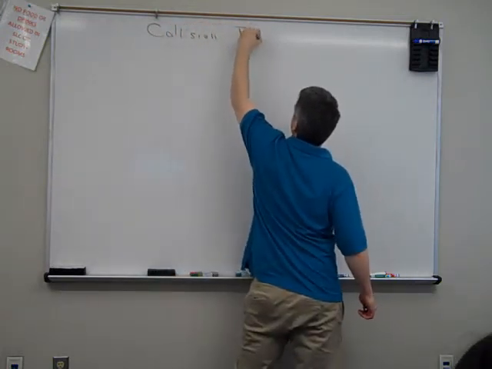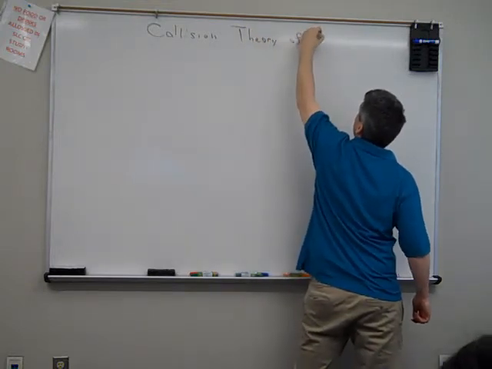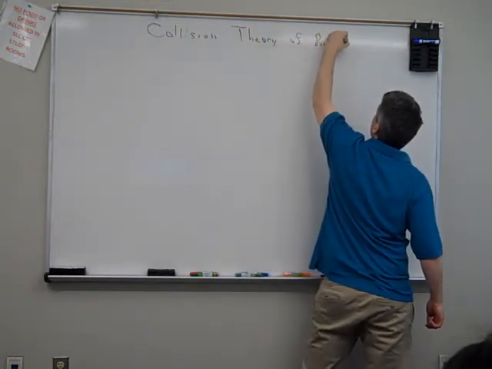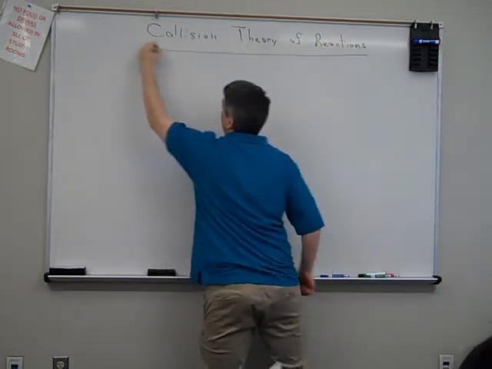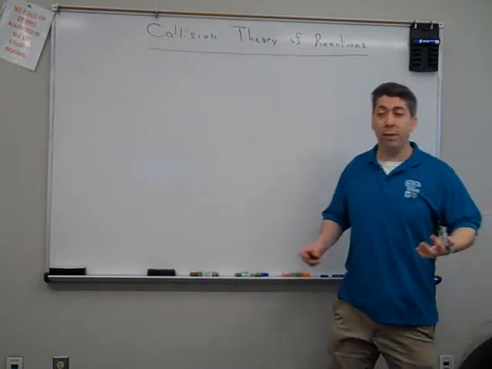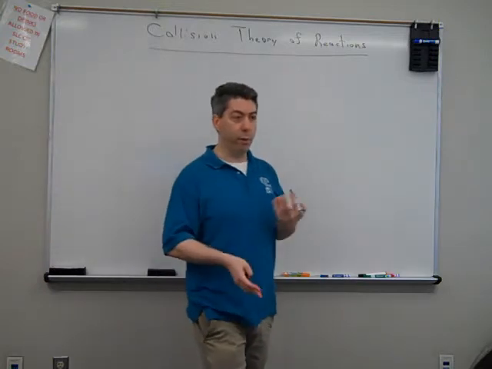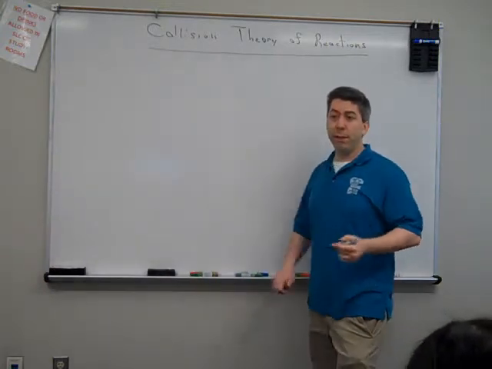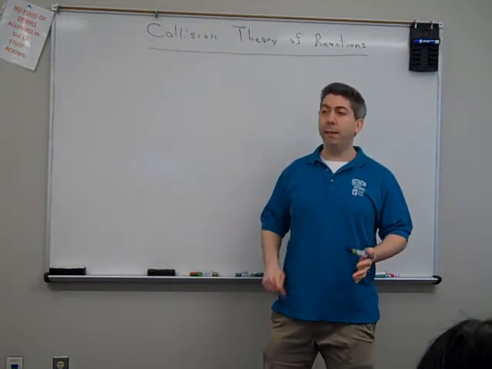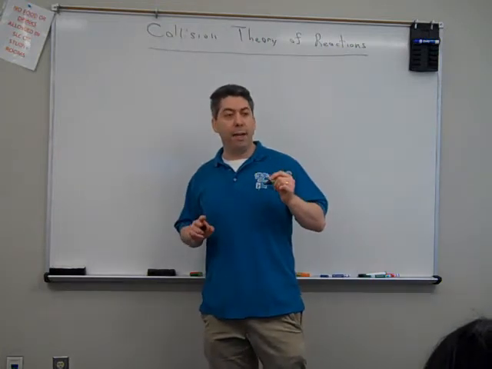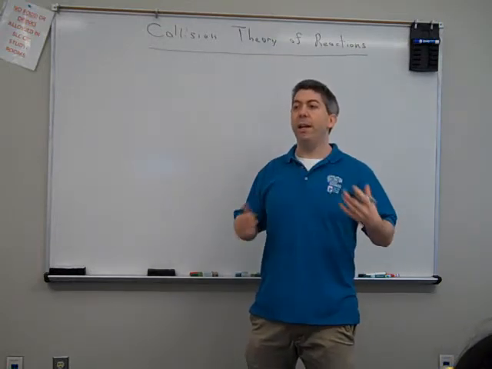The collision theory of reactions is relatively simple. It basically states that atoms and molecules are constantly flying around at relatively high speeds, and they're colliding all the time, smashing into each other. But if you get certain molecules in a chemical reaction, they collide in just the right way, with just the right orientation, and with sufficient speed.